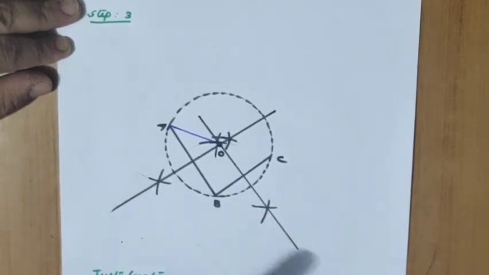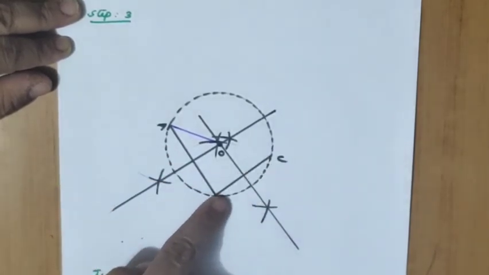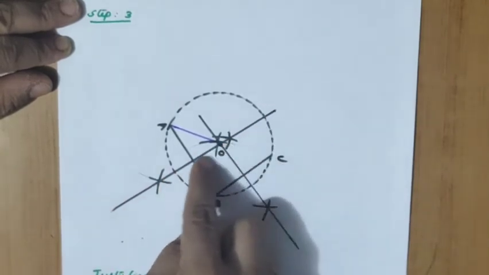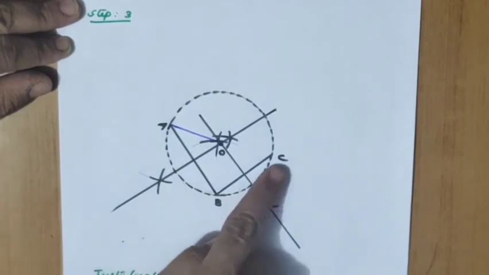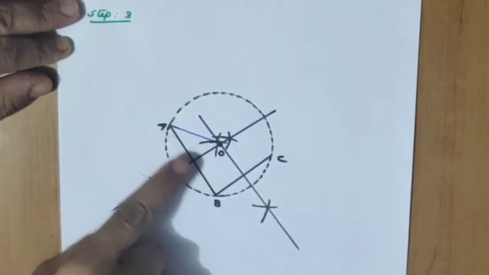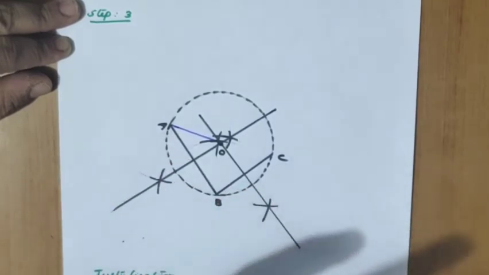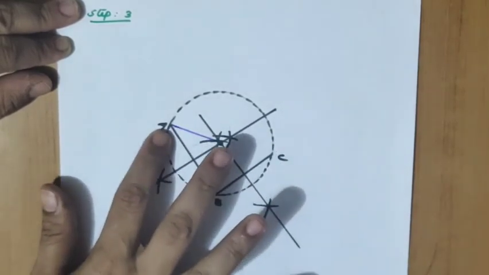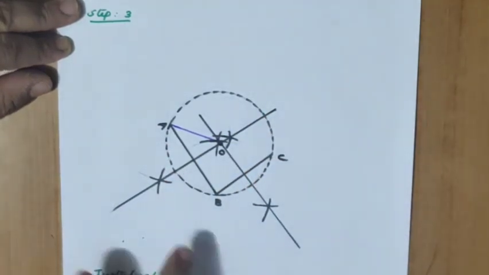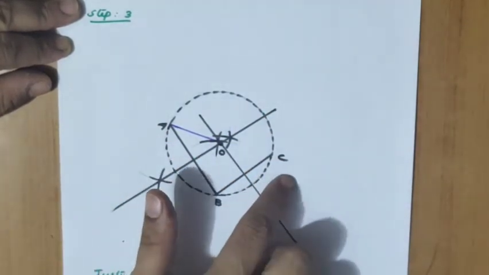Before that, what was the first step? AB, BC we have joined, 3 non-collinear points. What was the second step? Draw the perpendicular bisectors of AB and also BC which meet at O. After getting O, we take one point, either A or B or C. We have chosen A, with OA as the radius. We draw a circle. Definitely it will pass through A, B and C also.